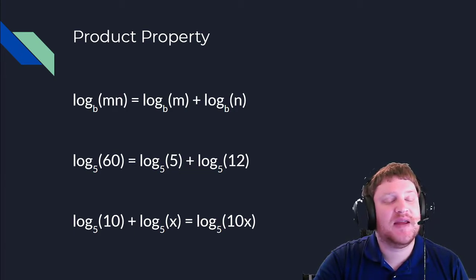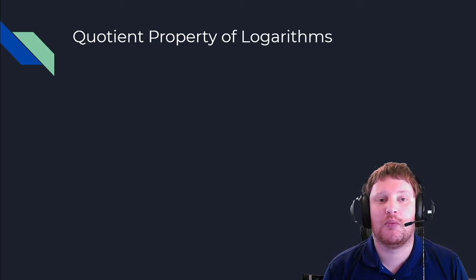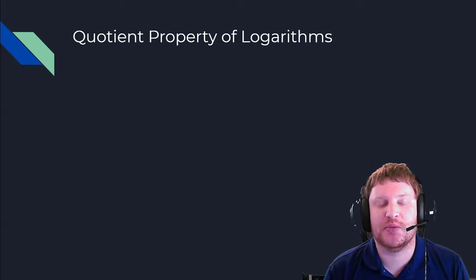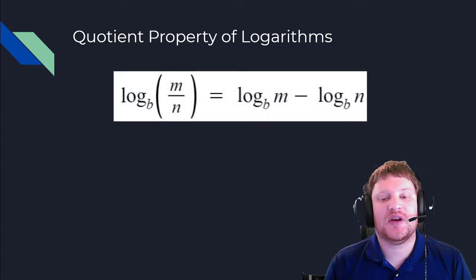However, you guys might guess that if there's a product property, there might be a quotient property. And just like the product property deals with multiplication, the quotient property deals with division. But just like the previous one had addition, the quotient property also has subtraction. Again, here's what it actually says.